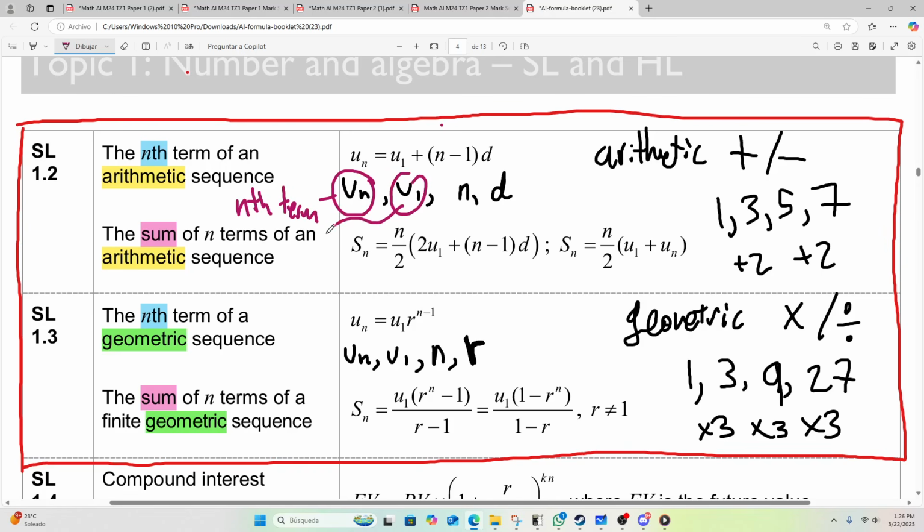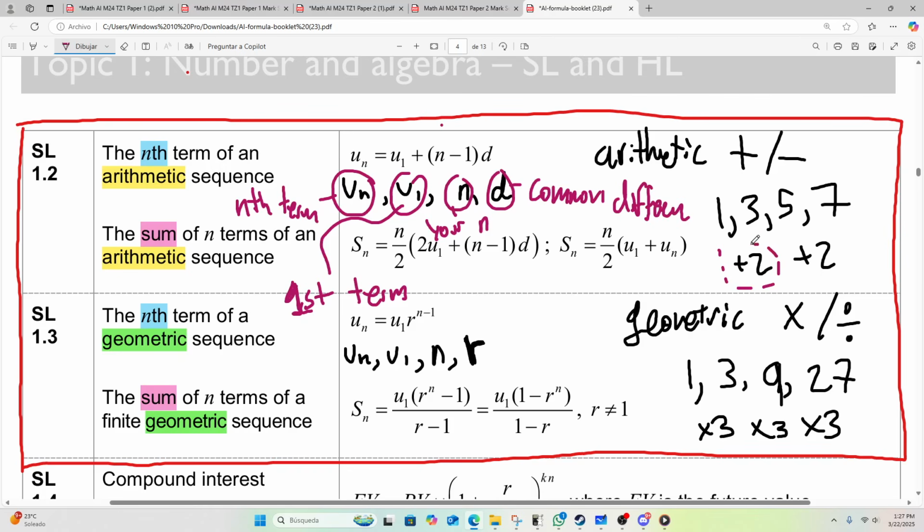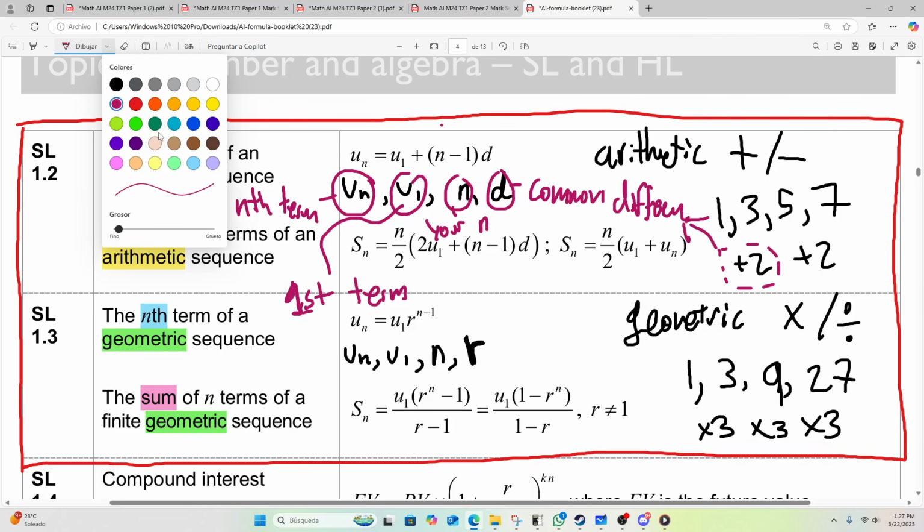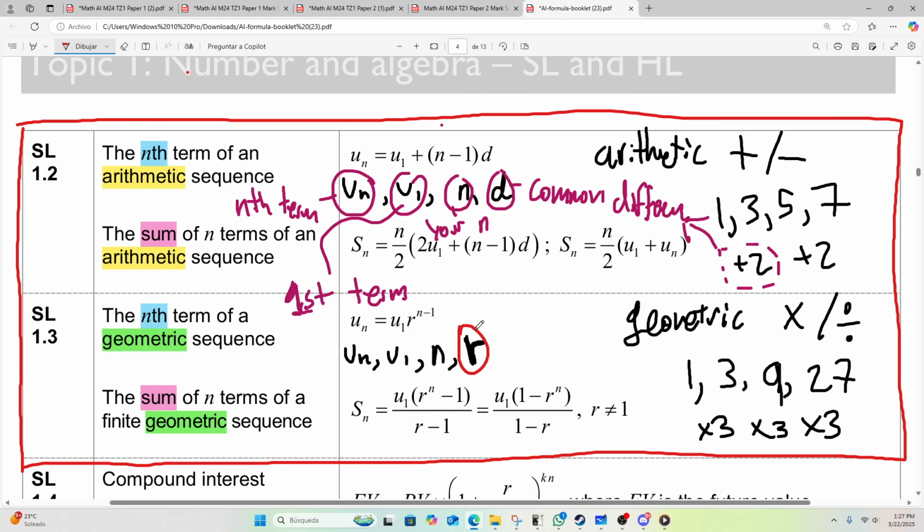This u_1 is what we call the first term. That is u_1, the first term. This n depends on the context. It depends on whatever you define as the nth term. And this d is the common difference. In this case, the common difference was +2 each time. While down here, it is the common ratio, which is equal to 3.